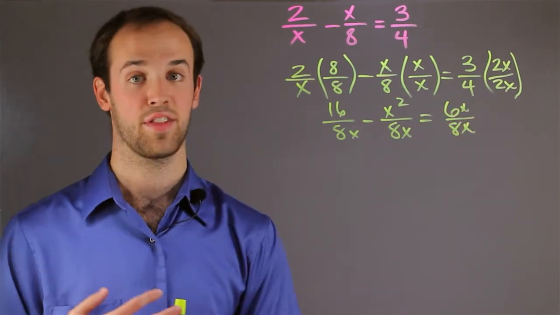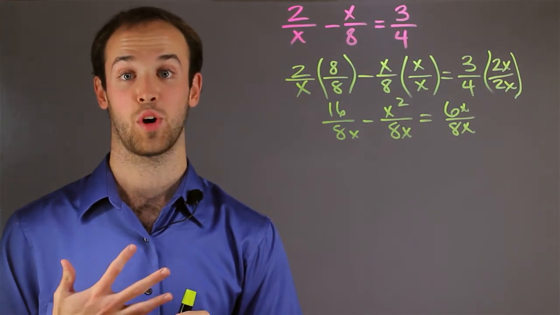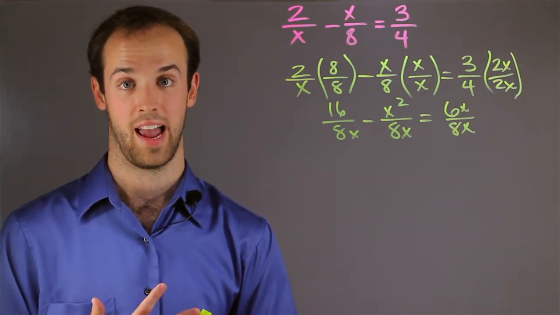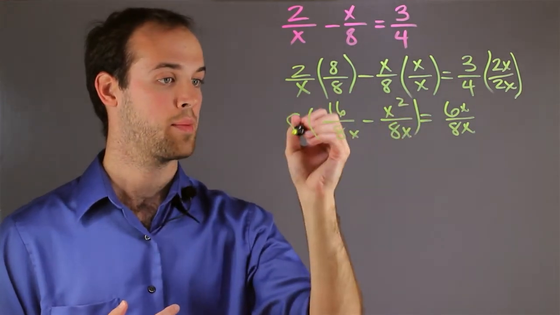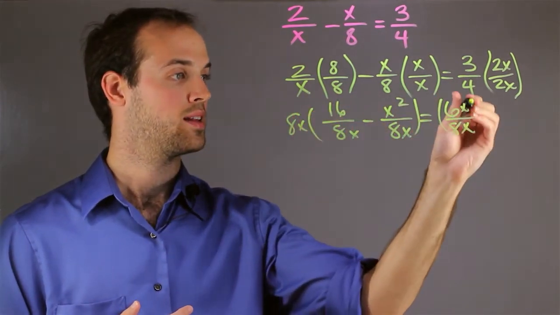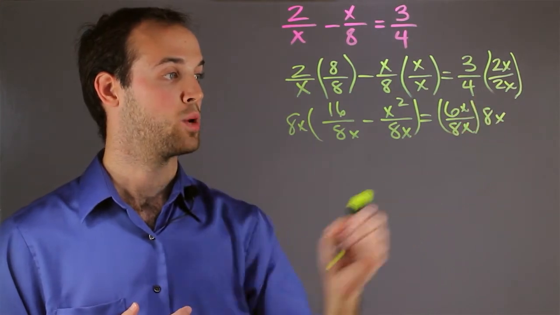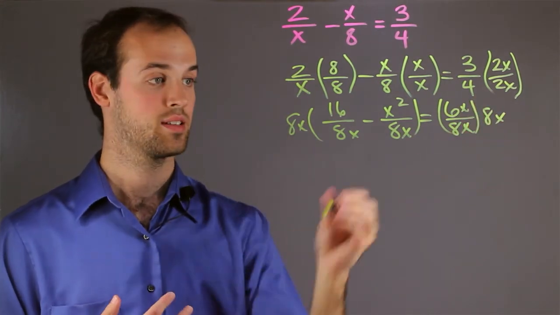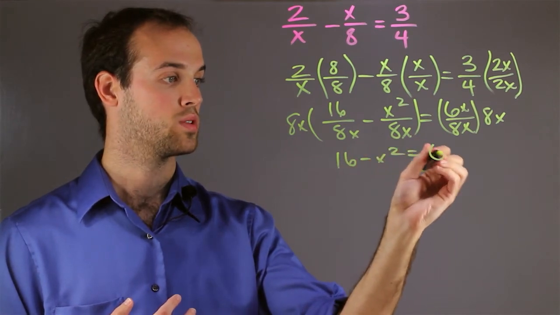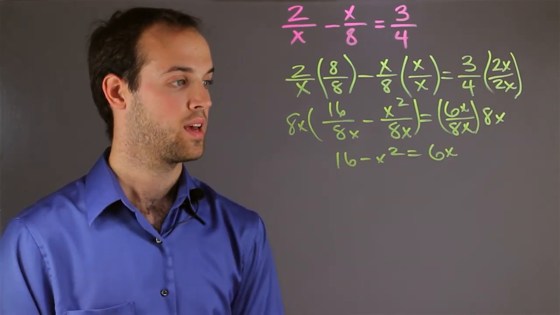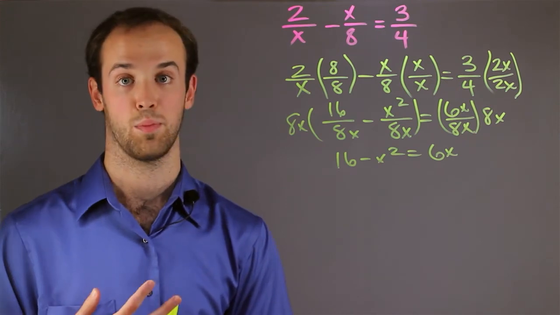And now, since everything is over 8x, I can then turn around and multiply everything by 8x to get it to cancel out. So I multiply this whole side by 8x and this whole side by 8x. And it will result in no fractions. So I have 16 minus x squared equals 6x. And now, from here, it's just solving a simple quadratic.